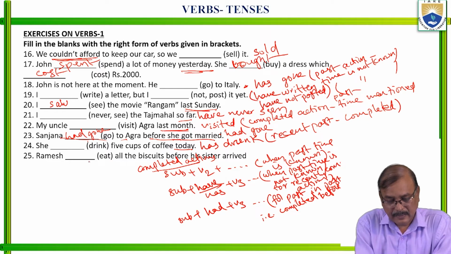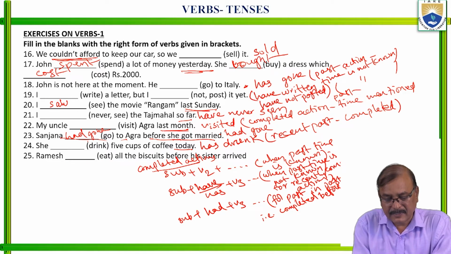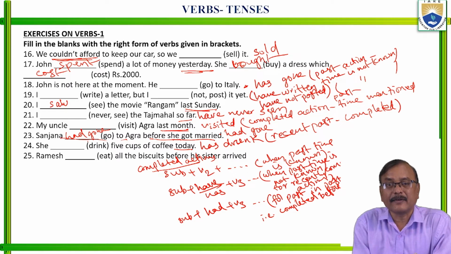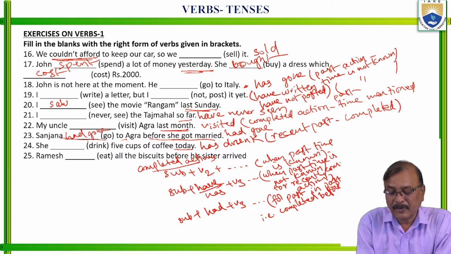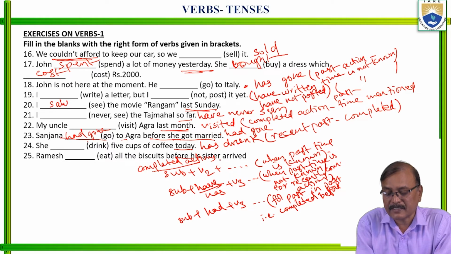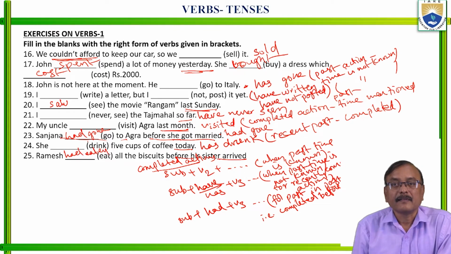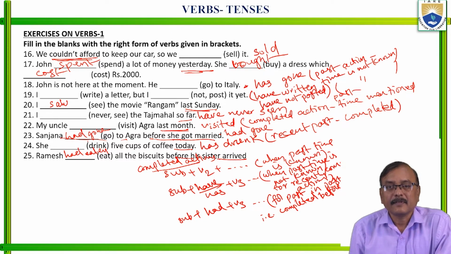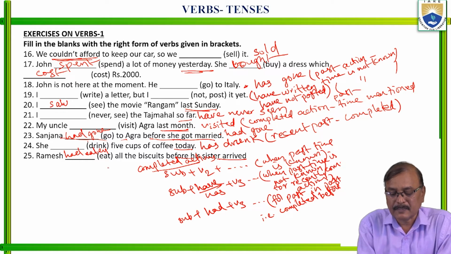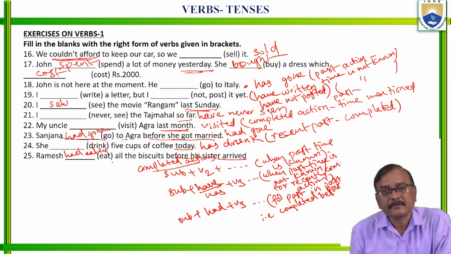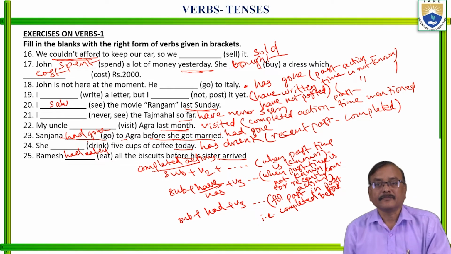Next. Ramesh dash eat all the biscuits before his sister arrived. Before his sister arrived means before past. Ramesh had eaten. Is it clear? All the biscuits before his sister arrived. This is past in past. Before his sister arrived, he had eaten all the biscuits. Clear now?